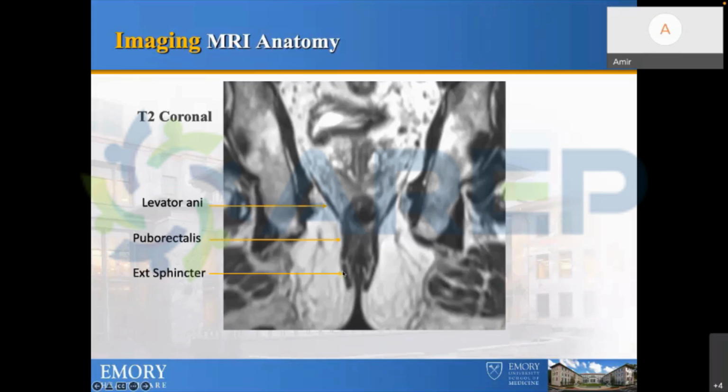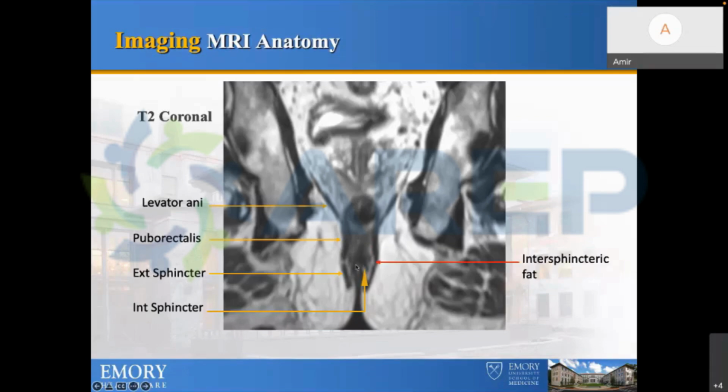And then we have the external sphincter, this dark band here. And then beautifully, you can see this white stuff, which is intersphincteric fat, and whatever is inside, that's along the course of the muscularis layer, which is again this dark band here.